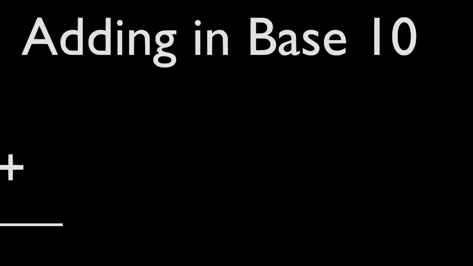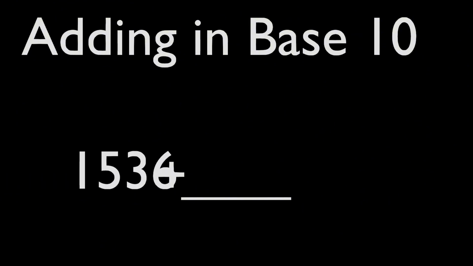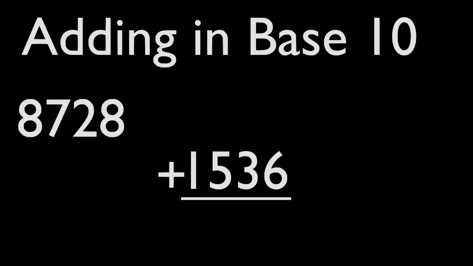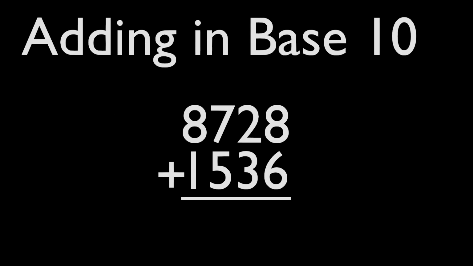Now, we need to start with how to even add binary numbers in the first place. Let's start with what you already know. If I had these two numbers in base 10, 1,536 and 8,728, to add them we would start off with the ones digit, and add the 6 and 8 together, giving us 14. And because 14 is at least 10, we'd have to carry the 1 from the tens place to the second digit, and place the 4 in the ones place.